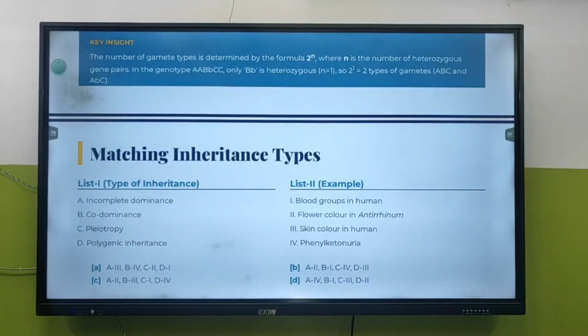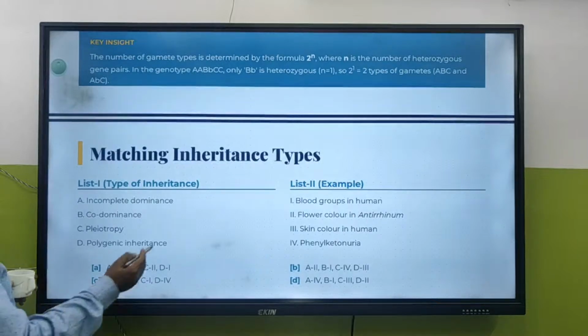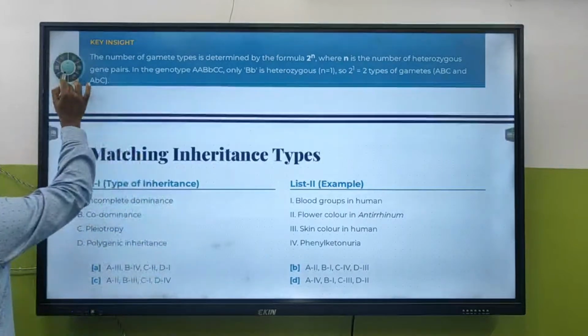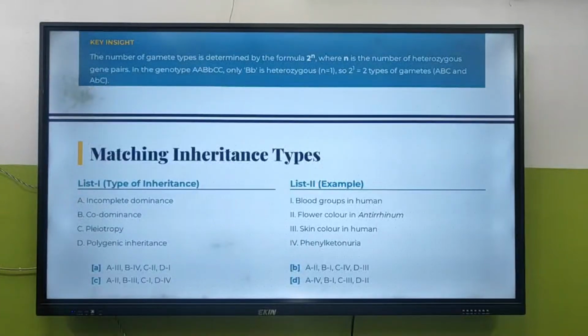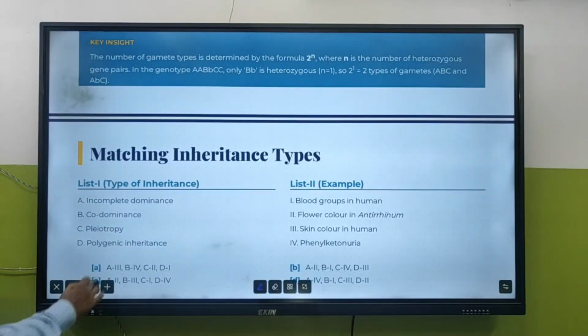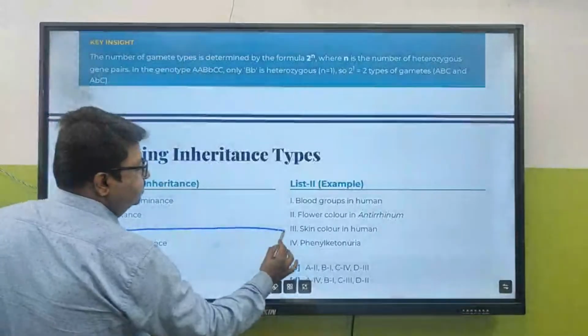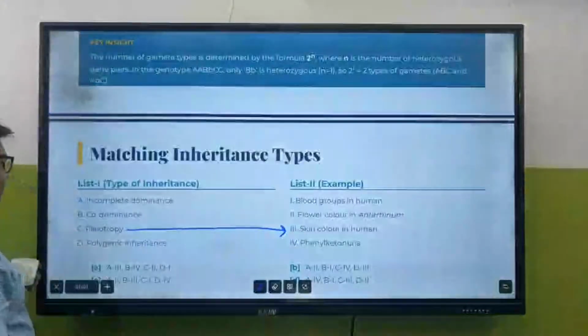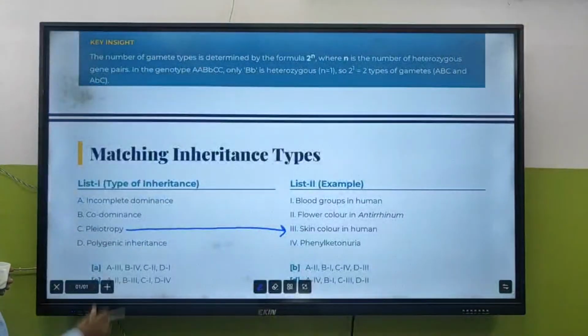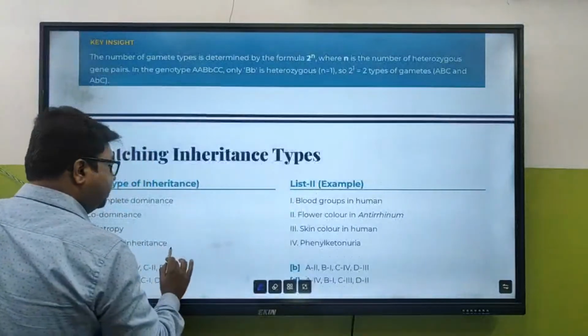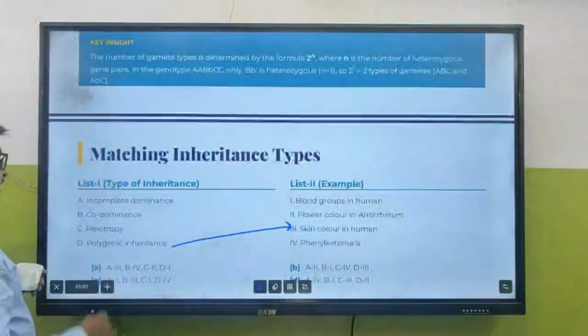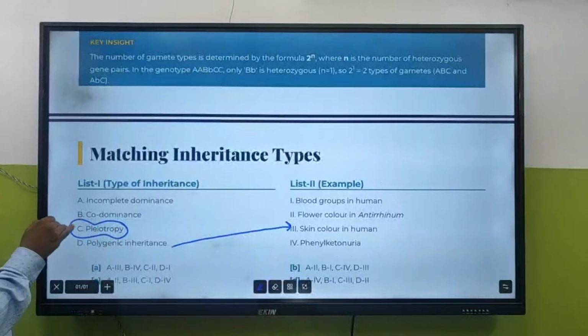Yes. D. Tell me how you are doing it. Incomplete dominance. Okay. Pleiotropism. Pleiotropism. Polygenic inheritance. Skin color. Pleiotropism we are going to study today.